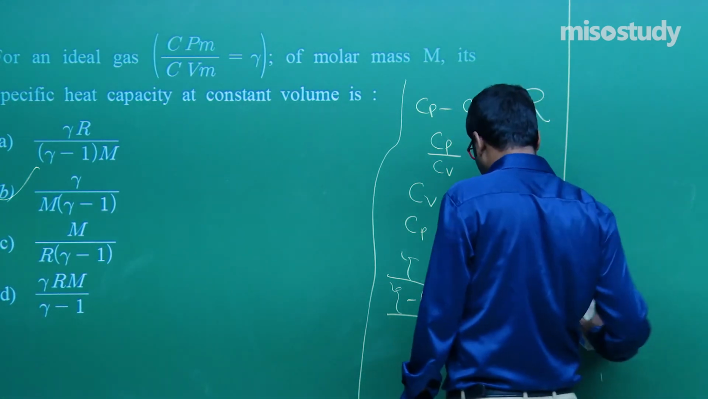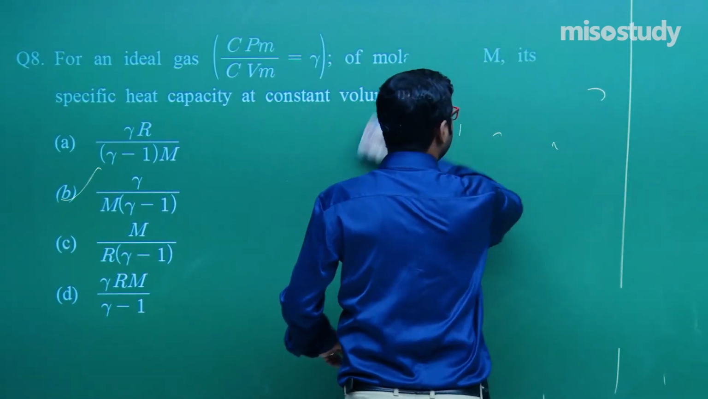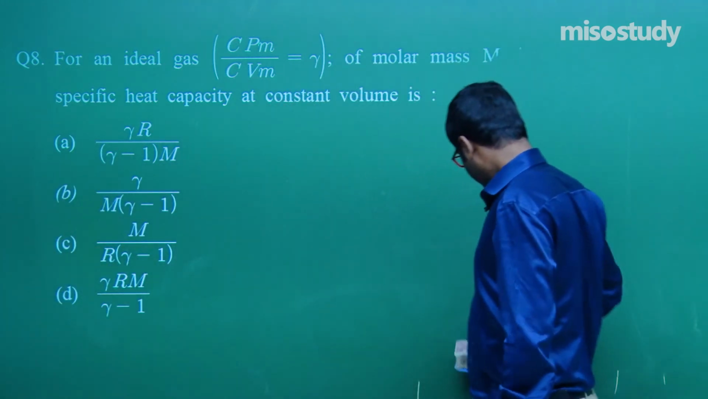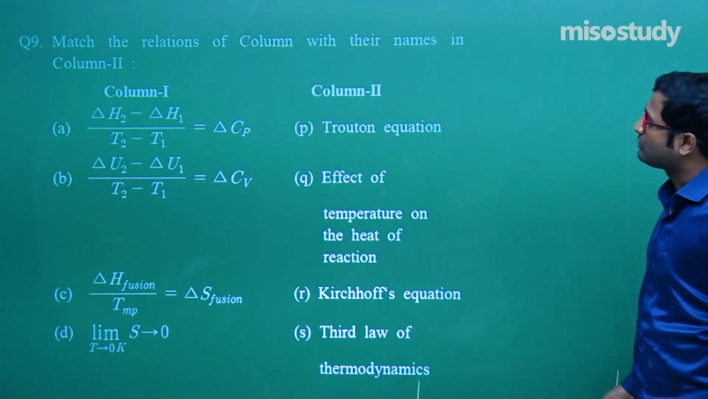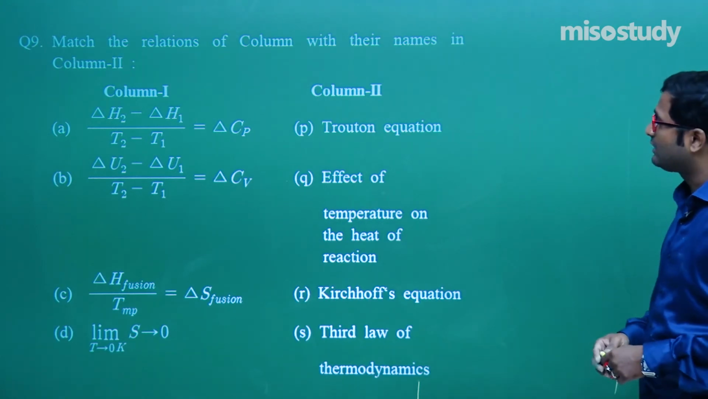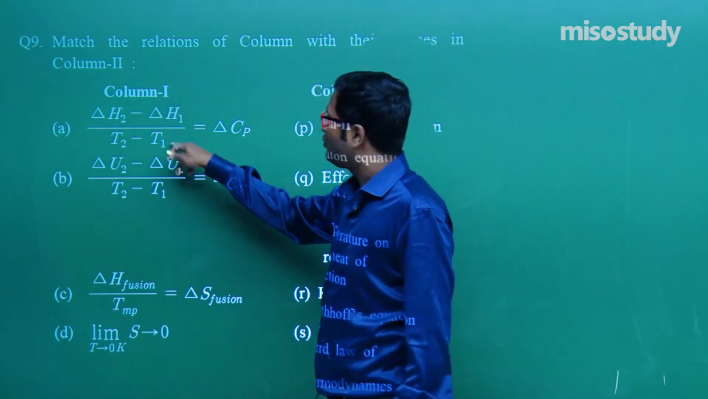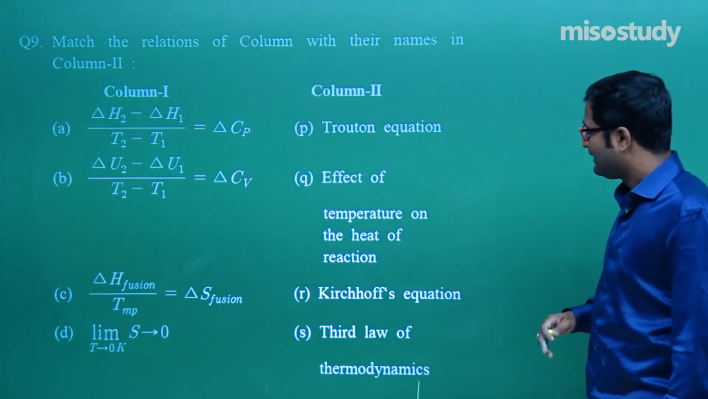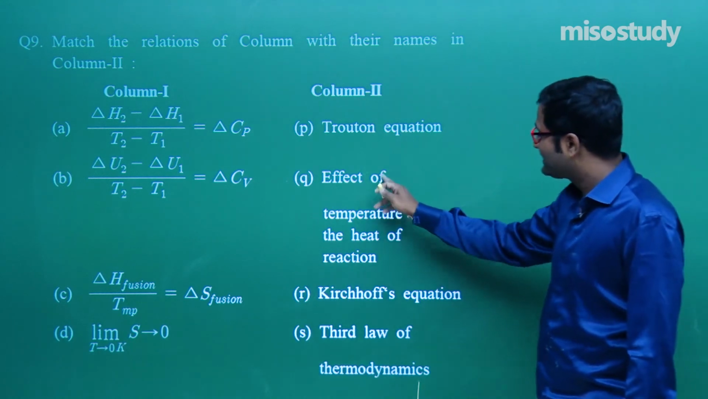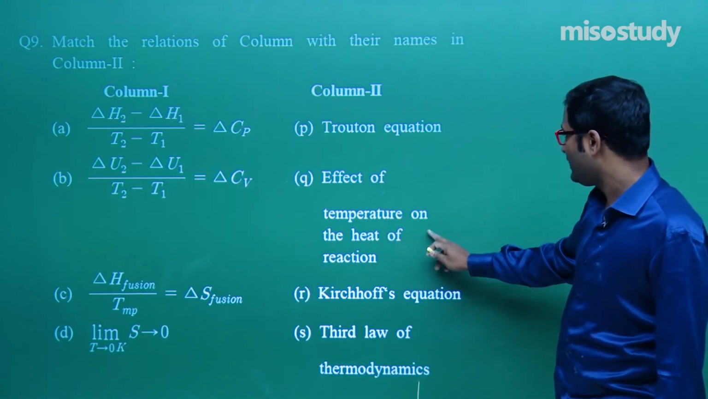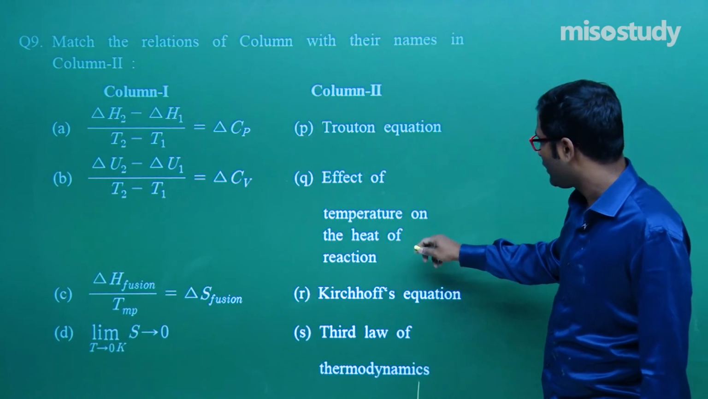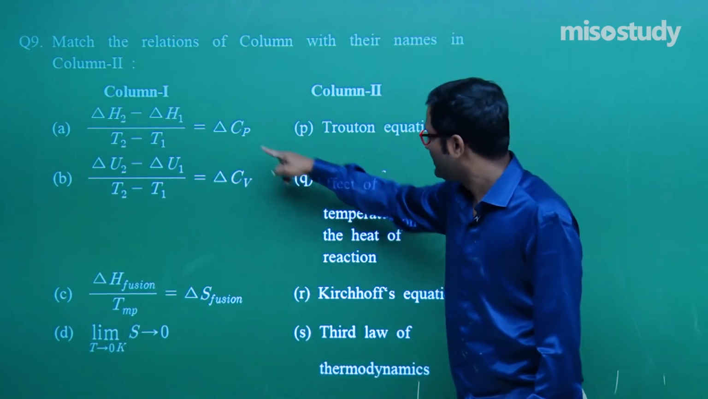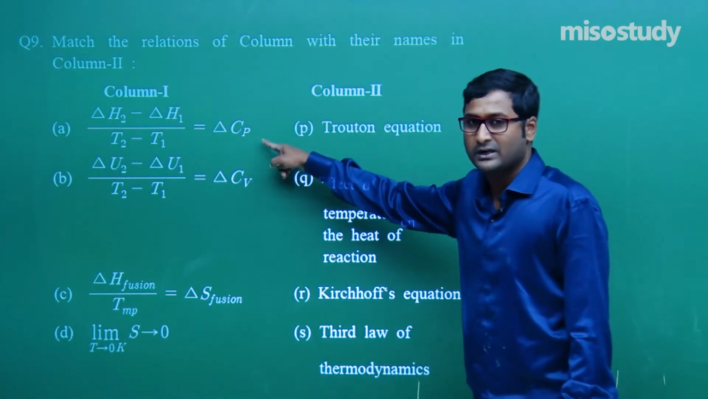I am going to rub this part because we have a fixed interval of time, so we are not going to elongate this. Now let's move to the next question, question number 9. This is a simple theoretical question. As we know, delta H2 minus delta H1 divided by T2 minus T1 is equal to delta Cp. Clear to you? We know this is the effect of temperature on heat of reaction. This is also known as Kirchhoff's equation.